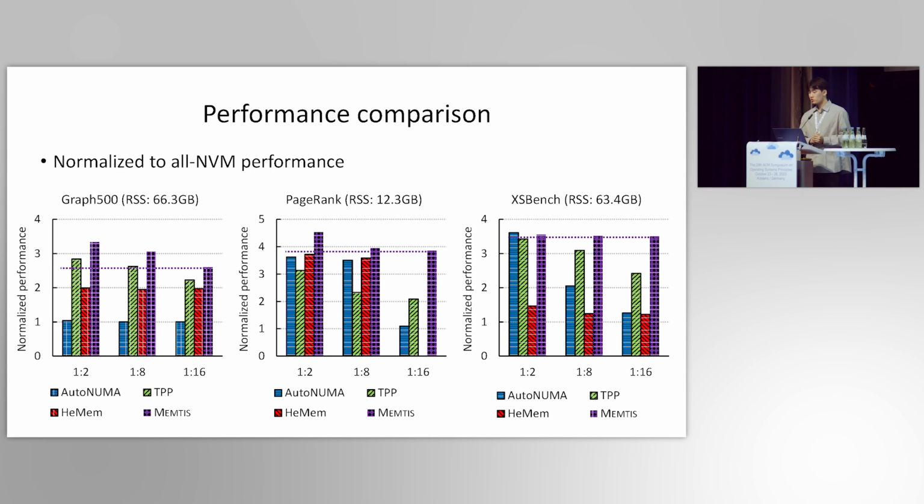The performance of AutoNUMA in XSBench at the 1 to 2 setting is slightly better than that of MEMTIS. This is because in XSBench, a very skewed hot memory region is allocated at an early stage. Ironically, AutoNUMA lacks the demotion feature, so it cannot demote the early allocated hot pages, thereby showing better performance in this case.